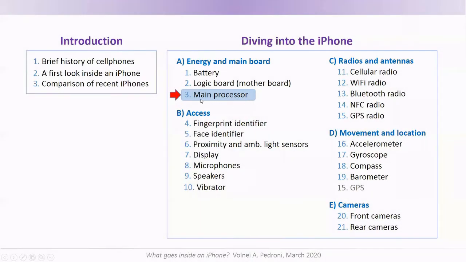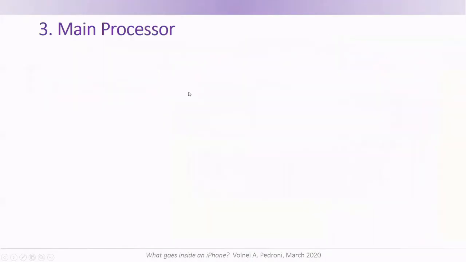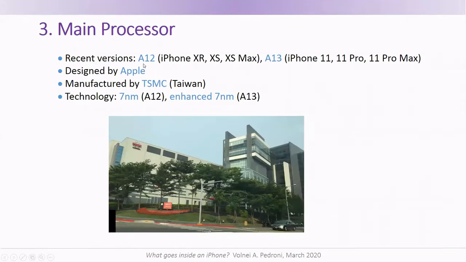We move now to the main processor. The most recent versions are A12 and A13, the latter for the iPhone 11 group. The processor has been designed by Apple and manufactured by TSMC for a number of years now, and the technologies used by TSMC are 7 nanometers for the A12, and then an enhanced 7 nanometer version for the A13.